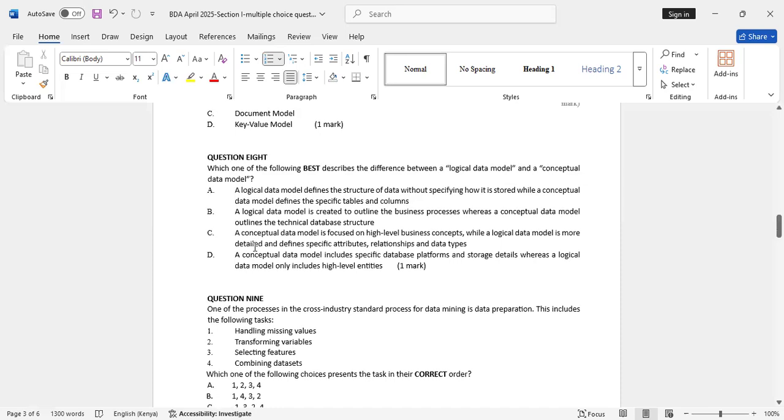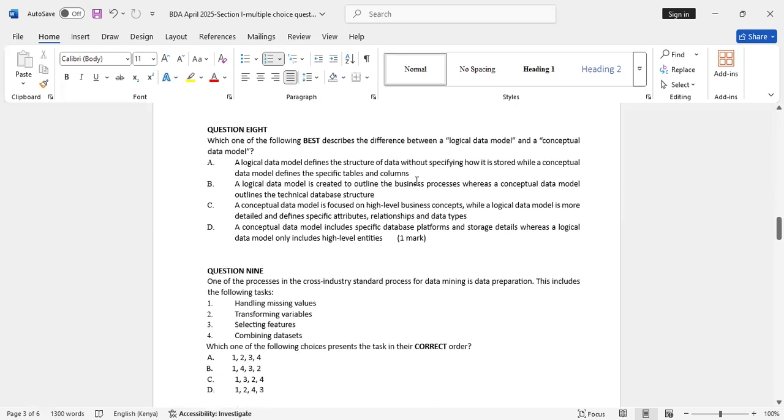Which one of the following best describes the difference between a logical data model and a conceptual data model? Yeah, conceptual and logical. For this you have to know the three data models. We always have the logical, conceptual, and physical. Those are the three.